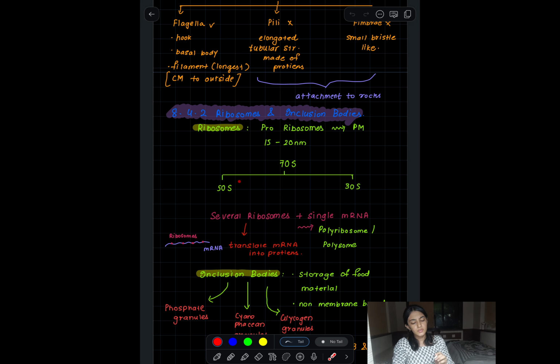The 70S ribosomes consist of two subunits, the 50S and the 30S. One thing that you would notice is that 50S and 30S should make it as 80S. That's because this is a non-additive quantity. You cannot directly add it.